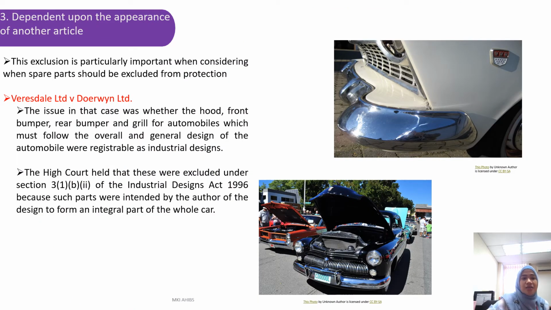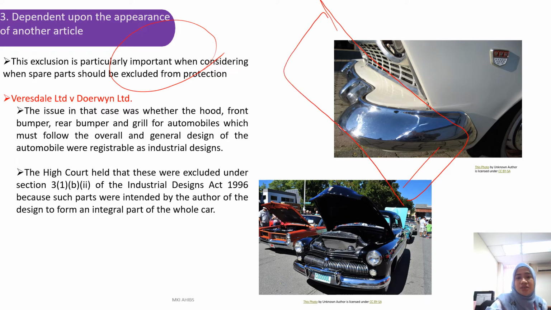Okay, next is dependent upon the appearance of another article. So you cannot protect any ID if its existence is dependent upon the appearance of another article. This exclusion is particularly important when considering when spare parts should be excluded from protection. For example, this bumper here relies on another article. Another article refers to the car itself. So kalau lah you nak protect the bumper itself sahaja, still it cannot be protected under ID.